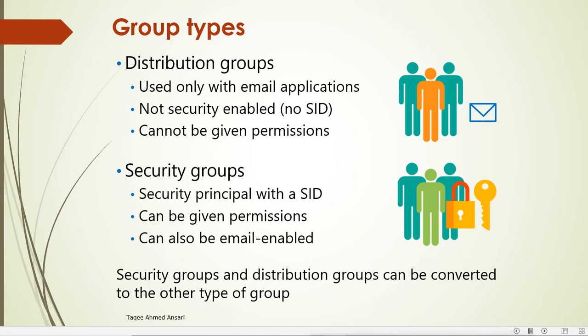That means if I want to send a mail to 100 users, instead of sending the mail to multiple users individually, I can create a group, make those users members of that group, and send the mail to that group. The group will have an email address also. So when I send the mail to that group, it is received by all the users who are members of that group.